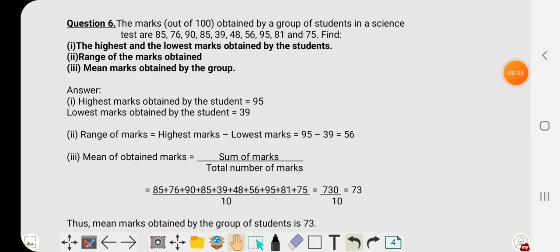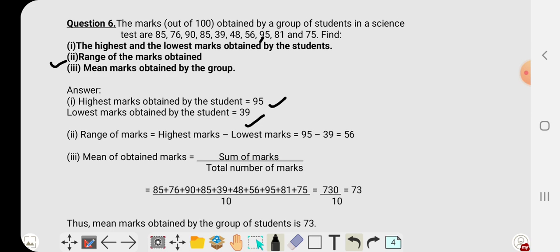By observing these numbers, you can directly see the highest marks is 95 because 95 is the greatest number out of these, and the lowest marks is 39. Now second, range of the marks obtained. Range means highest marks minus lowest marks, that is 56.